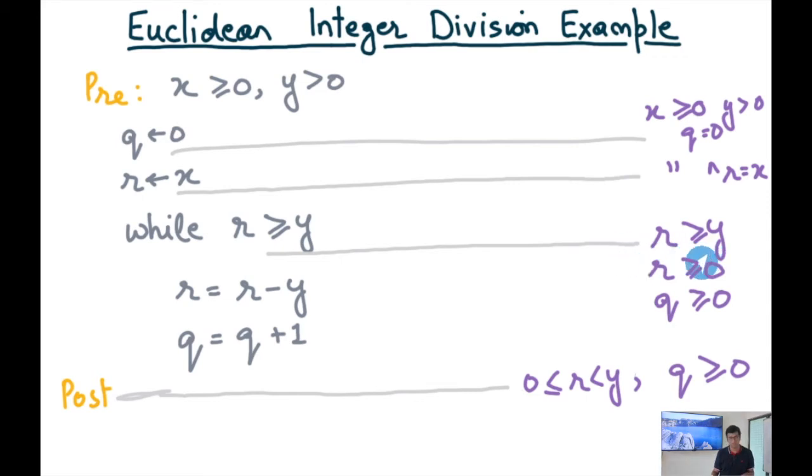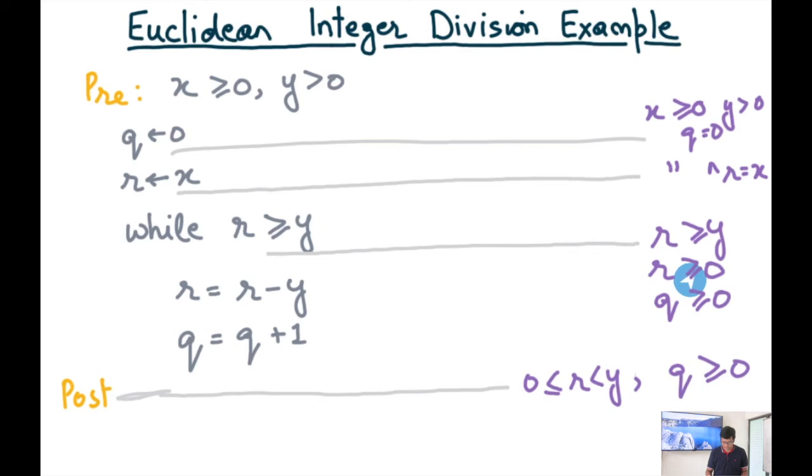So I claim, and I'm going to show why, that one of the invariants is that r is greater than or equal to y. Now this is easy to see because if I am at this location, I can only reach this location after I have basically checked whether r is greater than or equal to y or not. And if r was not greater than or equal to y, I wouldn't have even reached here. I would have actually exited the loop.